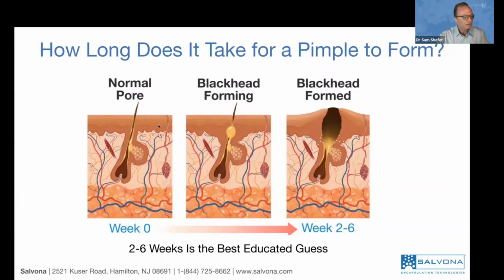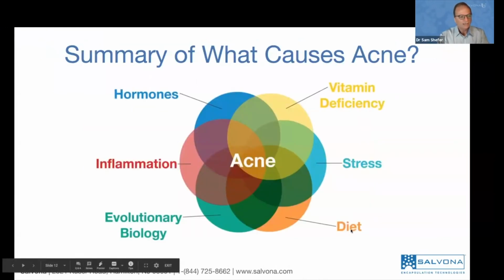So typically, according to some dermatologists, it will take 2 to 6 weeks from the normal pore to change into a blackhead, to start to form an actual blackhead itself. The black color here is due to higher concentration of melanin and oxidation of the fatty acid. That's why it becomes black. So this takes 2 to 6 weeks, and we would like it to be shorter.